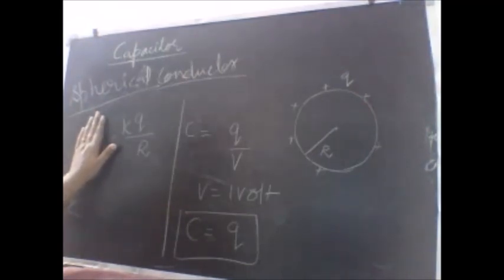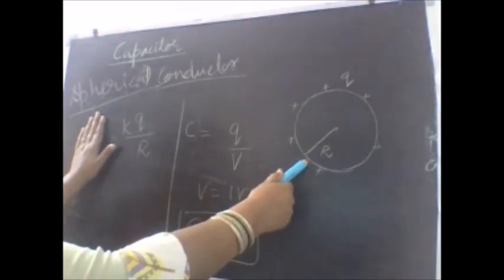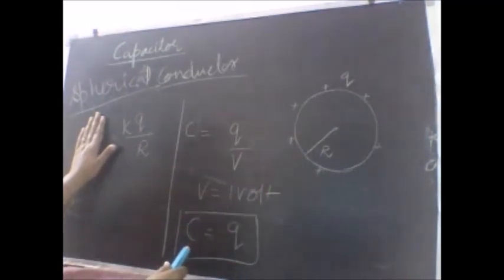That maximum charge that the spherical conductor can hold at 1 volt is what we call the capacity of this conductor.